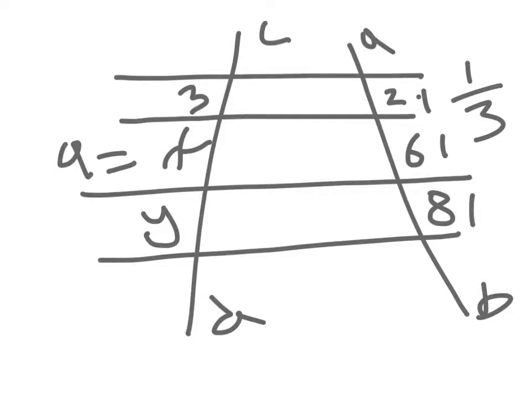Back to transversal AB, the ratio of 2 and 8 is 1:4. This is the same for 3 and y on transversal CD. Therefore, y is 4 times 3. Y equals 12.